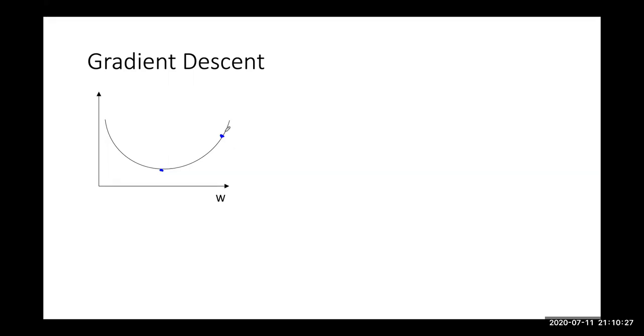In this function J of W, if I calculate the slope of this function at this point, it's called the gradient. If the gradient evaluated at this point is greater than zero, then you decide to move in this direction. Whereas if you start here and calculate the gradient at this point, the value will be less than zero, and that's when you try to increase W in order to approach this point. This is a property of the derivative.